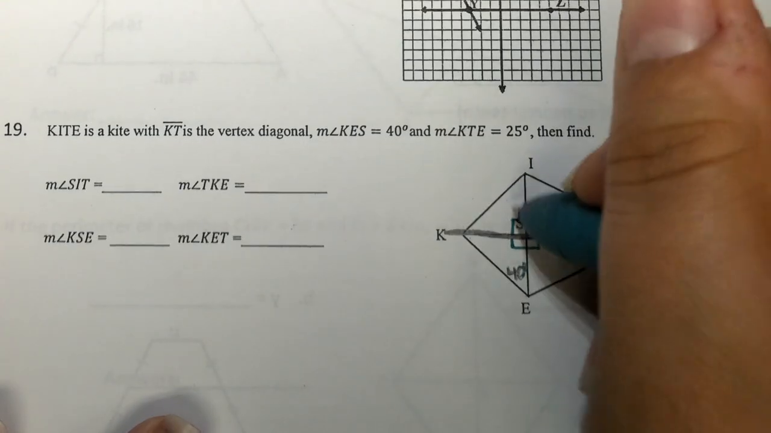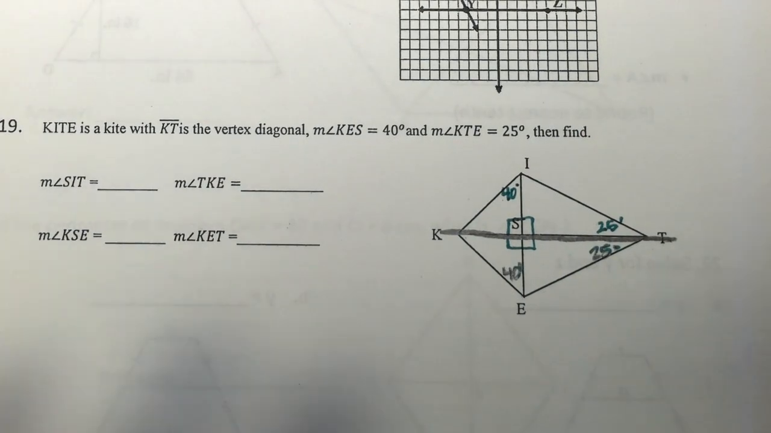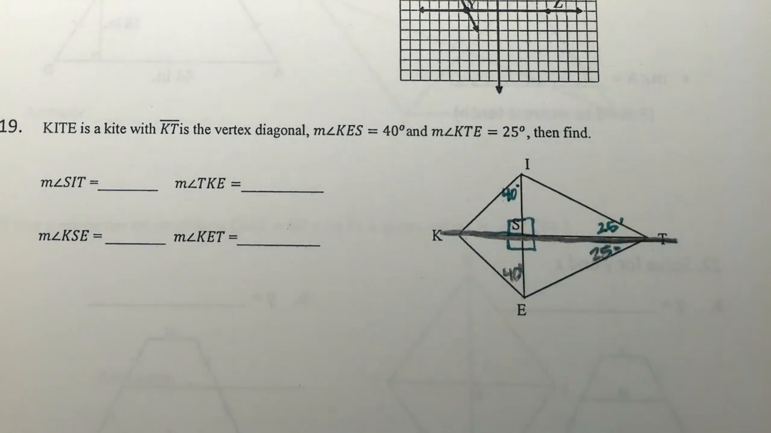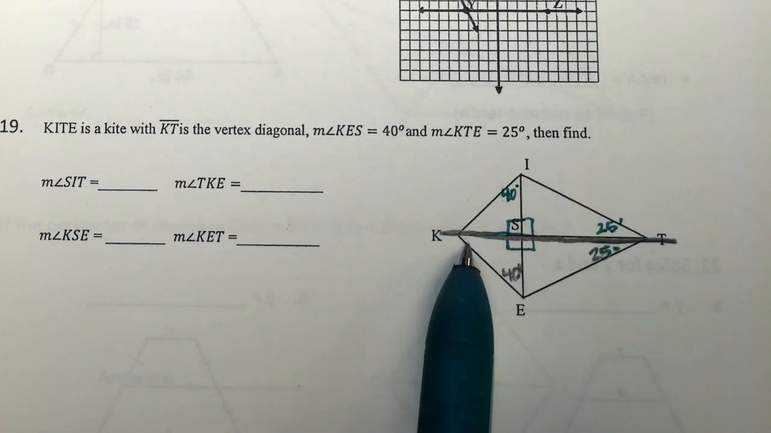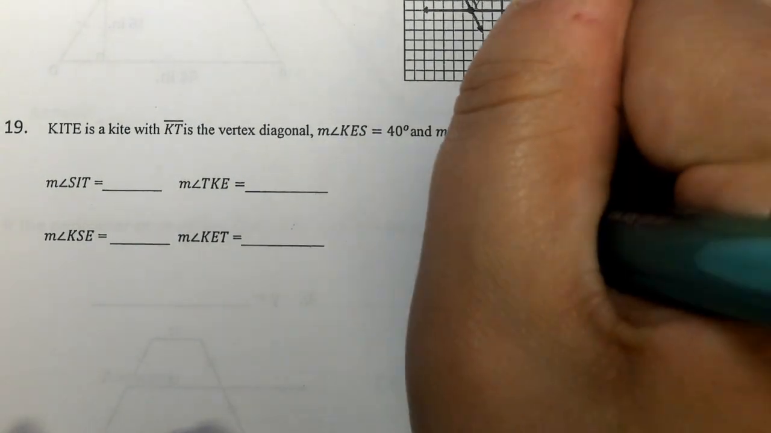The 40 is also up there, because remember, this long diagonal cuts the kite in half. So what's happening on the bottom is happening on the top. If I know this is 40 and this is 90, can I find these angles right here? Yeah. What are they? 50 and 50.